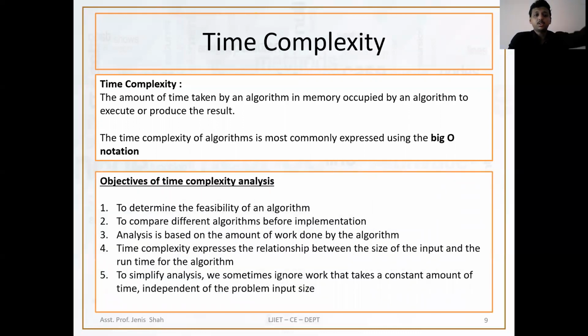So the objective of time complexity analysis is to determine the feasibility of an algorithm and to compare different algorithms before implementation. The analysis is based on the amount of work done by an algorithm. Complexity expresses the relationship between the size of the input and the runtime of the algorithm.